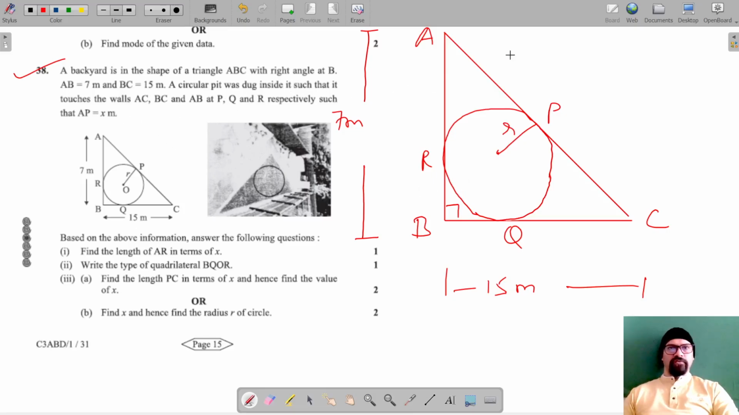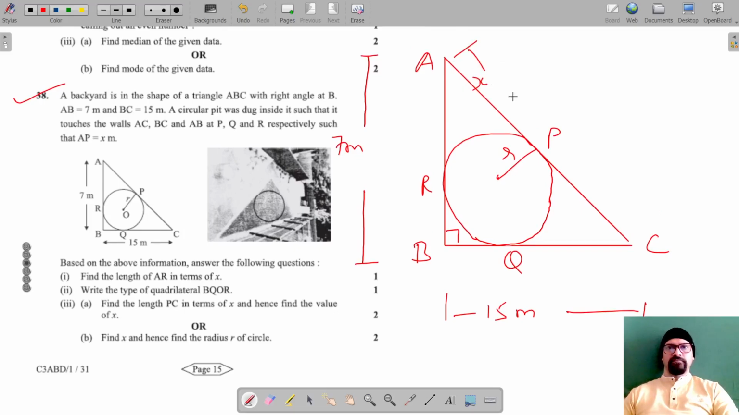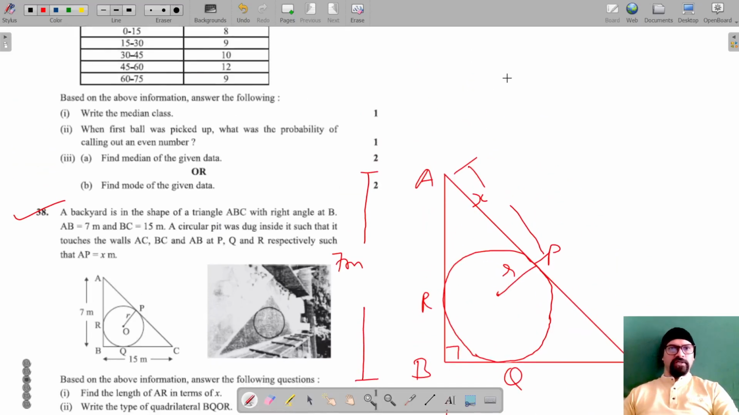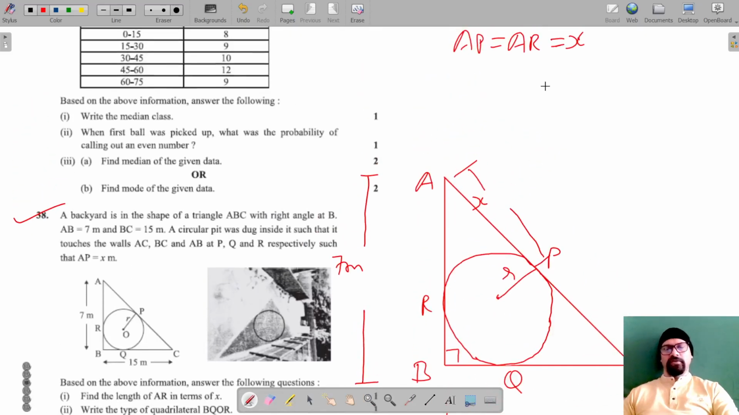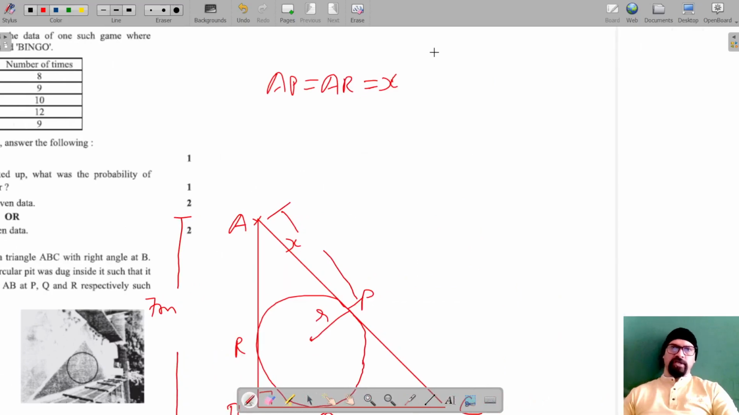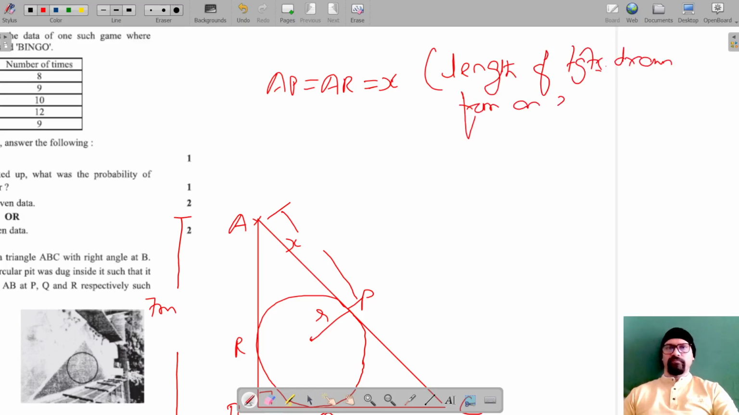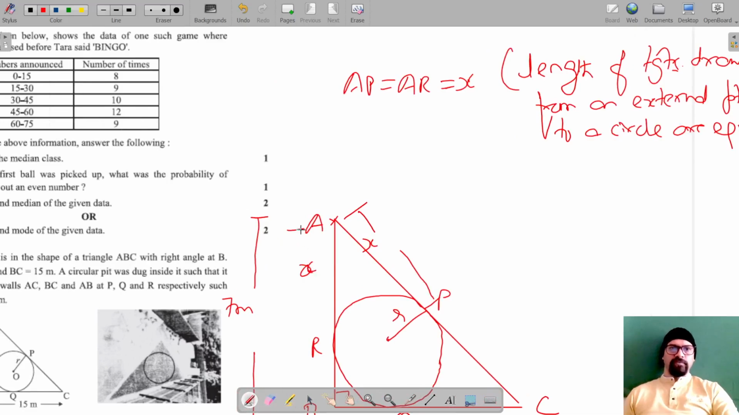It's given that AP is X. And we have to find the length of AR in terms of X. And AP is equal to AR, so AR is also equal to X, because these are the tangents drawn from an external point to a circle, and the lengths of tangents drawn from an external point to a circle are equal. So that means AR is also X.